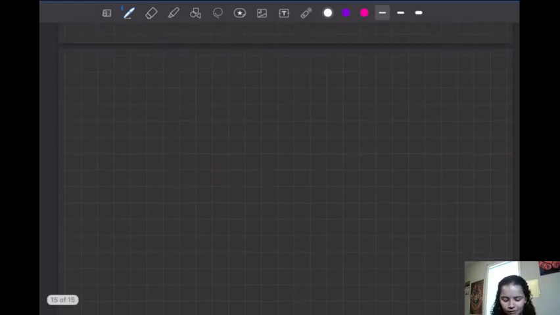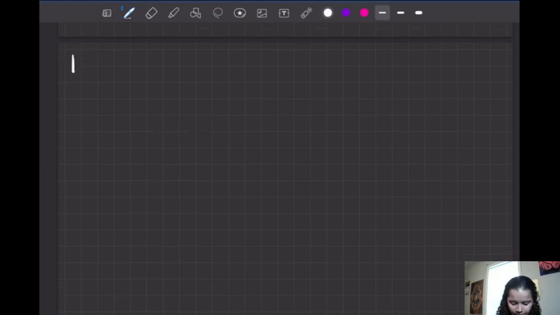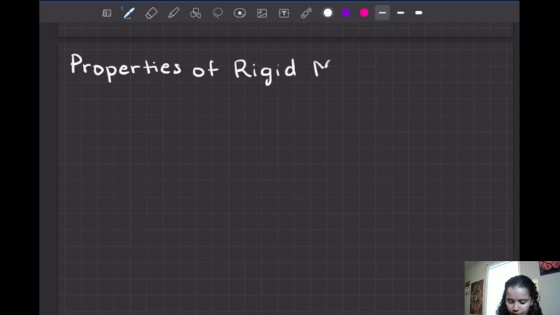And as always, if y'all see me looking down, it's because I'm writing on my iPad. But without further ado, let's go ahead and talk about the properties of rigid motions, okay? Today I'm going to be talking about all three of them. I'm not really going to give any examples today. It's just the properties themselves and how you can tell the difference between the three of them. So I'm going to start off with our translation.